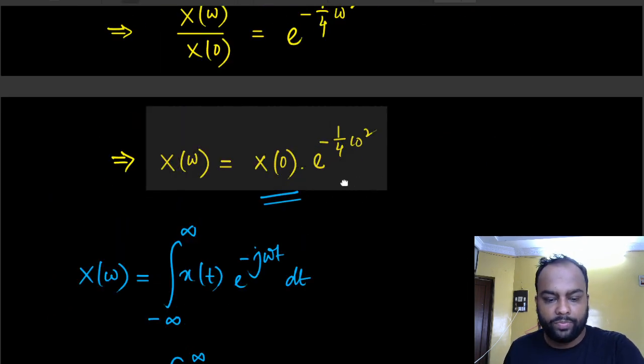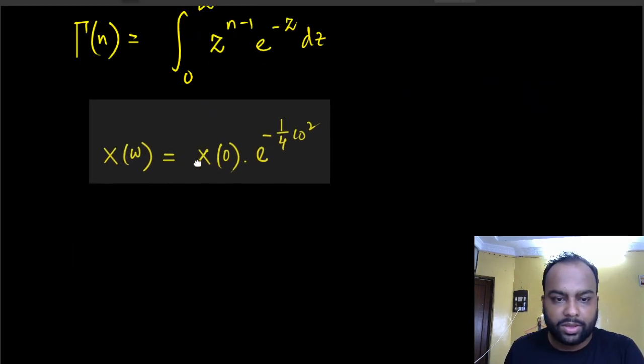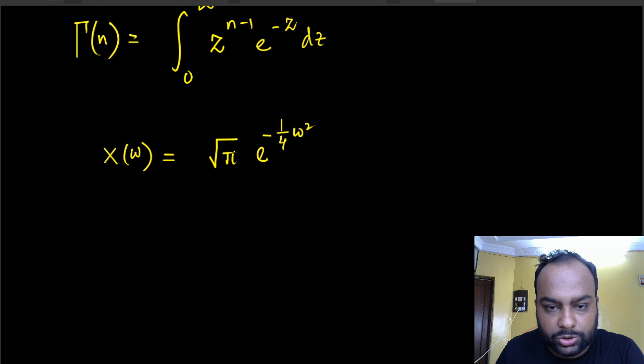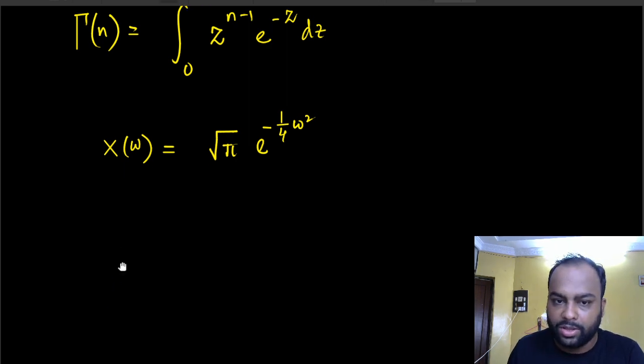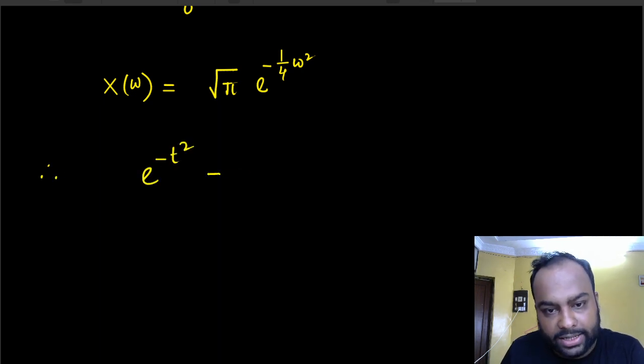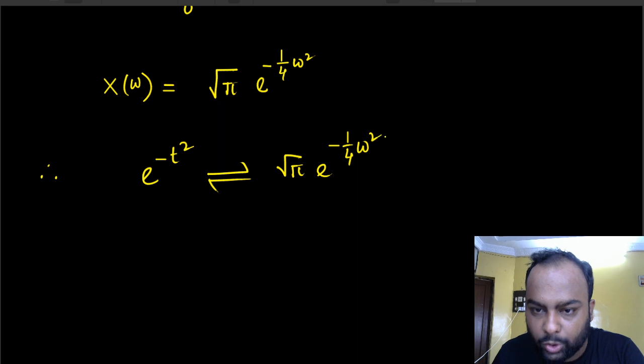So we know that the Fourier transform that we set out to calculate was X(omega), equal to x0 into this, and we just calculated that x0 was root pi. So this is going to be the Fourier transform. Just to recall, the Fourier transform of e to the power minus t square, the simple Gaussian function, is root pi e to the power minus 1 by 4 omega square.